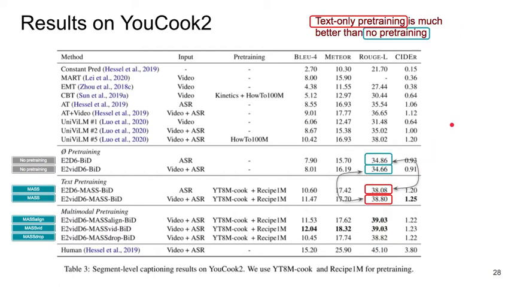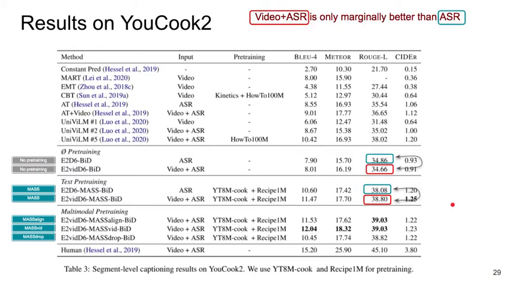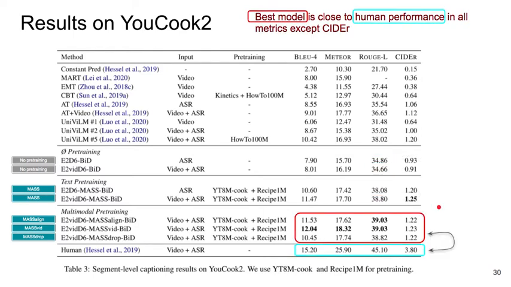Second conclusion is that text-only pretraining is much better than no pretraining. As you can see here, there's a 3 to 4 improvement on the ROUGE score. The third observation is that using the video is actually only marginally better, and not even always, than just using the ASR. So you can see here that we're at around 34 and 38 with or without the video, which is kind of surprising because we would think that the video is important. But the speaker is quite descriptive in most of the videos, so this is understandable too.